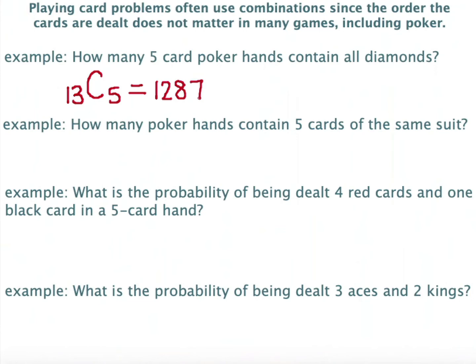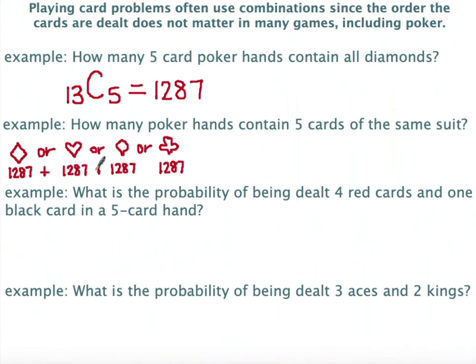But what if we didn't care if it was diamonds? How many poker hands contain 5 cards of the same suit? What do they call that? A flush? So we could think of that as either diamonds or hearts or spades or clubs. Those are hard to draw. So we know that there's 1,287 of these. And so there would be the same amount of each suit. What does OR mean? Add.